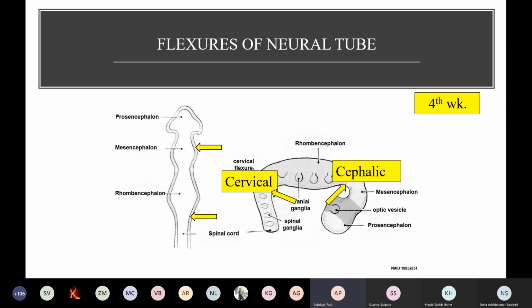Then the next appears at the junction of the rhombencephalon, that is the myelencephalon, which is continuous with the spinal cord. At that junction, one more bend occurs. This bending is seen ventrally, it is concave ventrally. This flexure is called the cervical flexure. So two flexures are seen by the fourth week, that is the cephalic flexure and the cervical flexure.